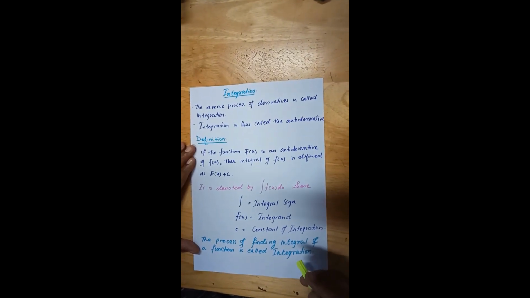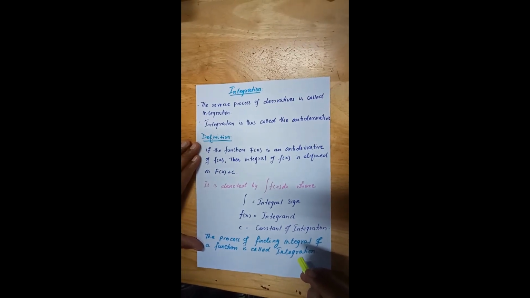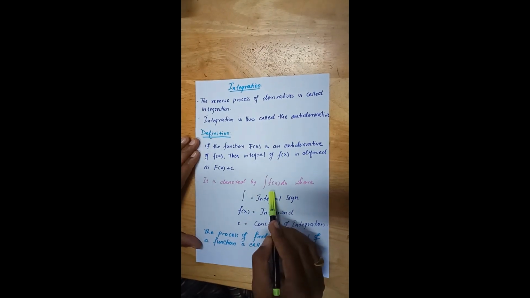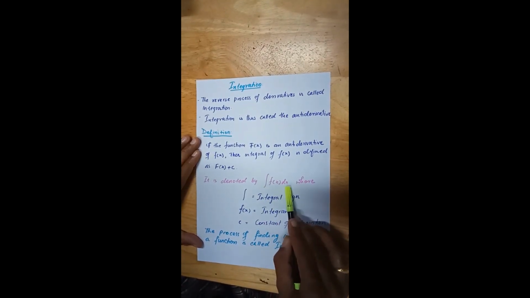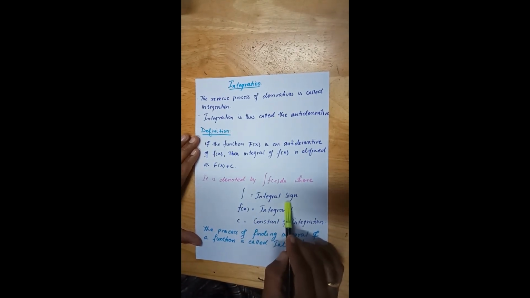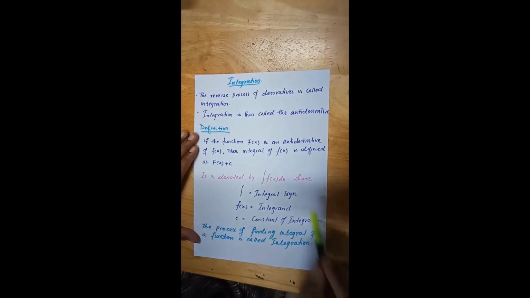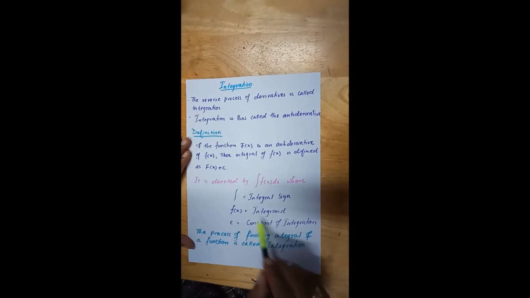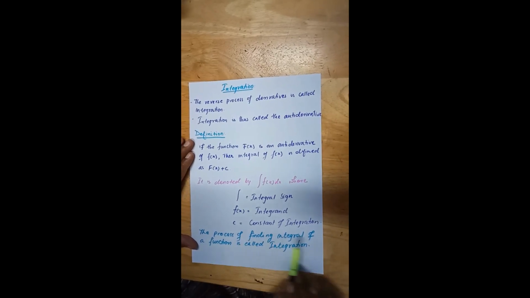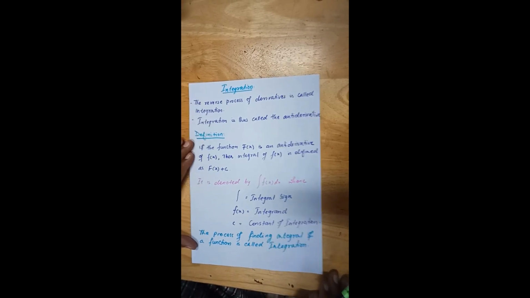Okay, so you know integration is the reverse process of differentiation. Thus it is also called the antiderivative. Usually it is denoted by the integral of f of x dx, where this sign is called the integral sign, f of x is called the integrand, and c is called the constant of integration. So after the integration you must always put plus c. Therefore the process of finding the integral of a function is called integration.